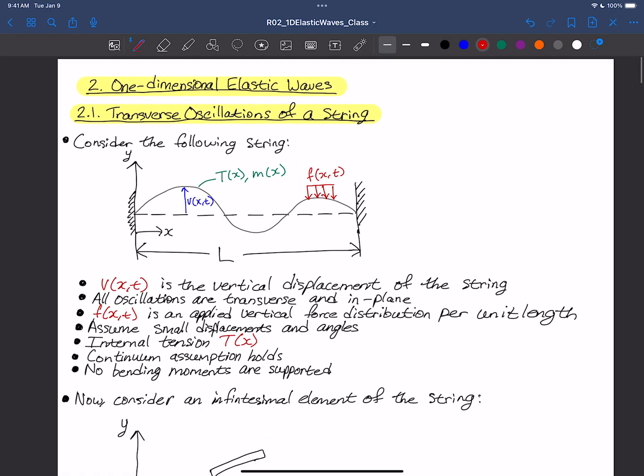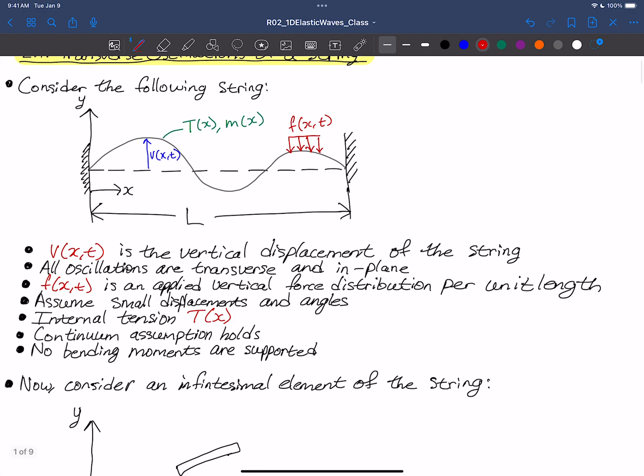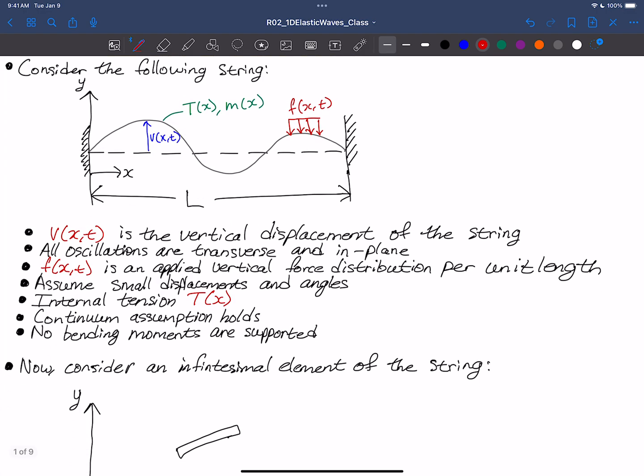Okay, so like I said, v of x comma t is the vertical displacement of the string. All oscillations are going to be transverse and in plane, transverse being our vertical direction. f of x comma t is an applied vertical force distribution per unit length. We're going to assume small displacements and angles. And we have that internal tension T. We're also applying the continuum assumption.